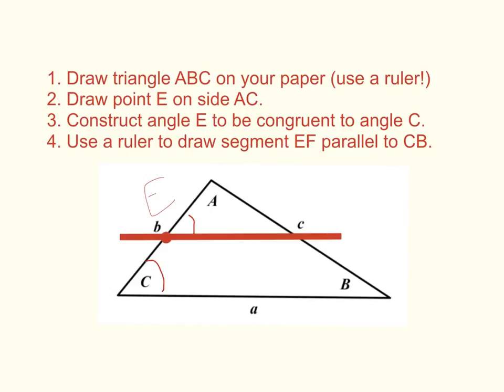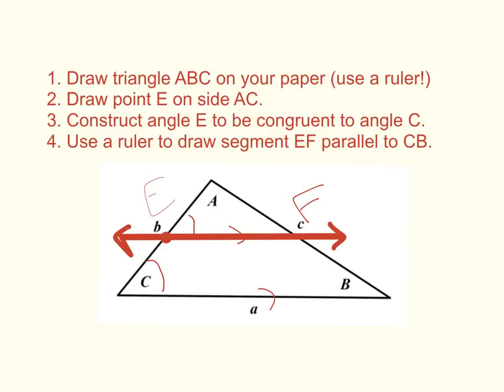So go ahead and extend that side of your angle all the way out to the other side of the triangle. And there we have a line. We're going to name the other side of this line, at the point that it intersects, we're going to name that F. So now you have line EF. Now we can say that line EF is parallel to line CB because of these two angles that we drew earlier.